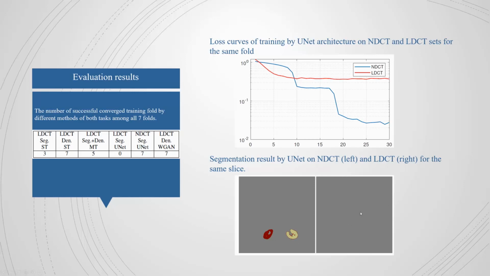In addition to the noisy images of LD-CT, the target classes of background, left and right kidney are highly unbalanced, which makes the problem even more challenging. As shown in this table, for the segmentation task, the Pix-to-Pix single task and proposed Pix-to-Pix multitask converged properly in 3 folds and 5 folds. Pix-to-Pix single task is better than UNet because of its conditional generative adversarial nature, which gives the network more chance to escape from the local minimum.